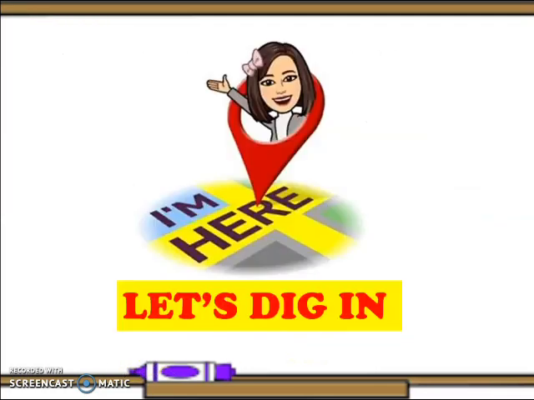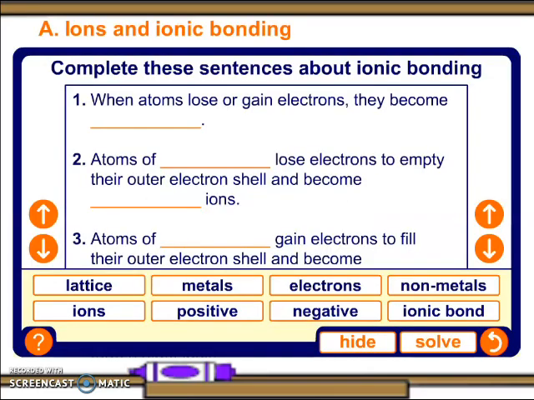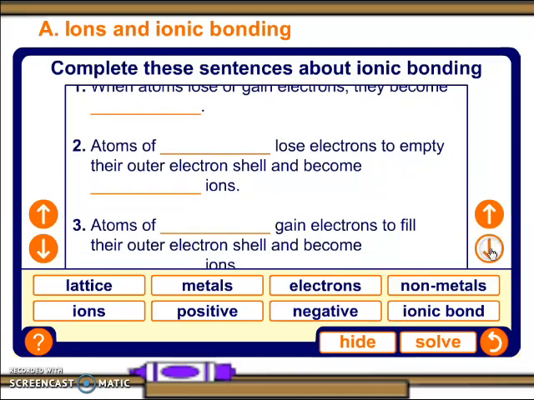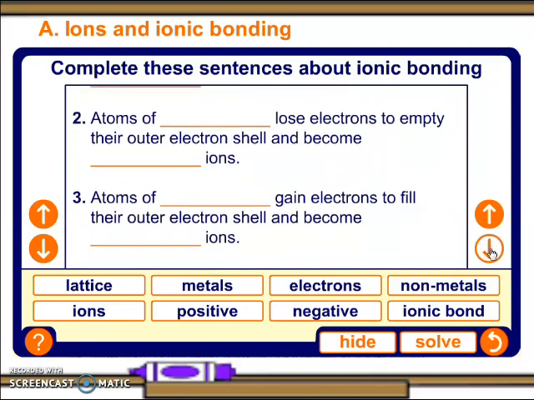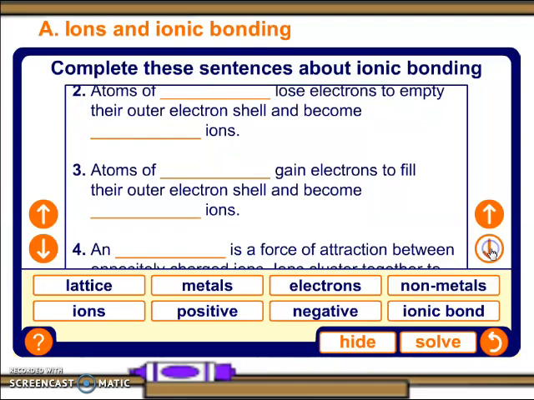To gain more understanding about the lesson, this activity is provided for you. Read and analyze them well so that you will arrive at the right answer. A. Ions and ionic bonding. Complete these sentences about ionic bonding. Number 1. When atoms lose or gain electrons, they become blank. 2. Atoms of blank lose electrons to empty their outer electron shell and become blank ions. 3. Atoms of blank gain electrons to fill their outer electron shell and become blank ions.